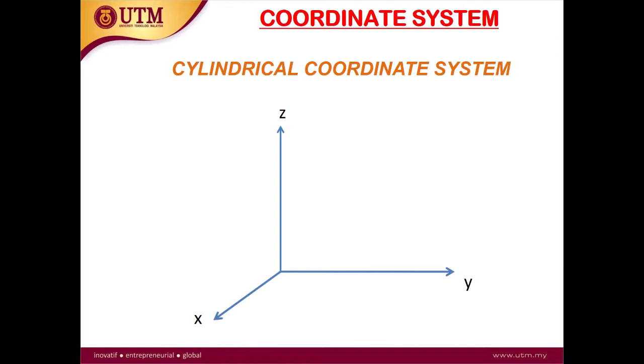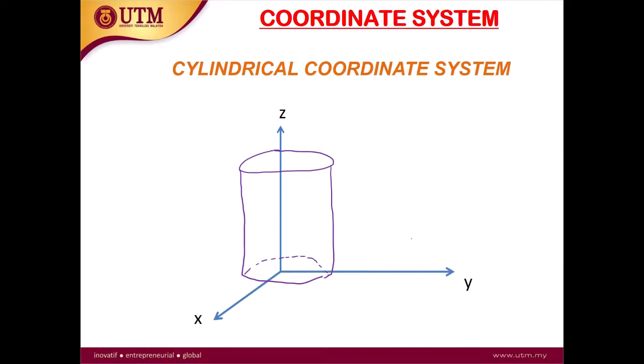Okay, it can be along the z-axis like this. If I draw the cylinder, it can be something like this. Maybe like this. This is the shape of a cylinder.